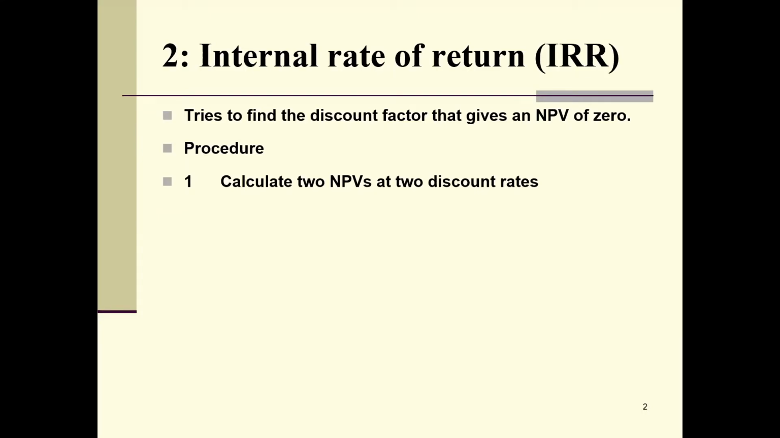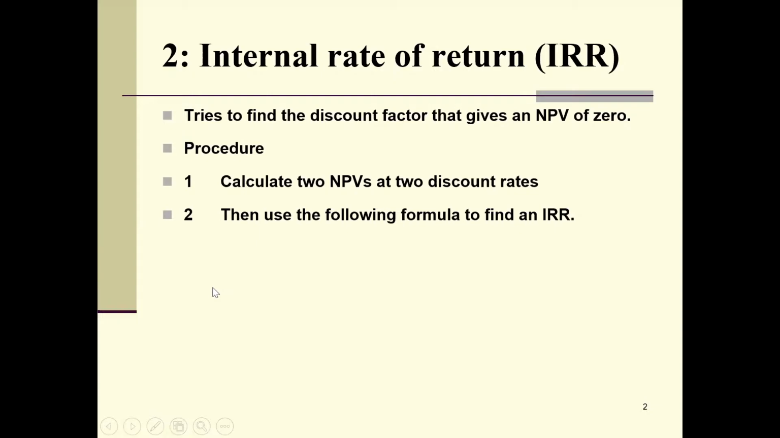And then what you're able to do with these 4 pieces of information, that's 2 NPVs and 2 discount rates, you can input them into a little formula. It has a fancy title. It's called the interpolation formula. It's the internal rate of return approximation formula.